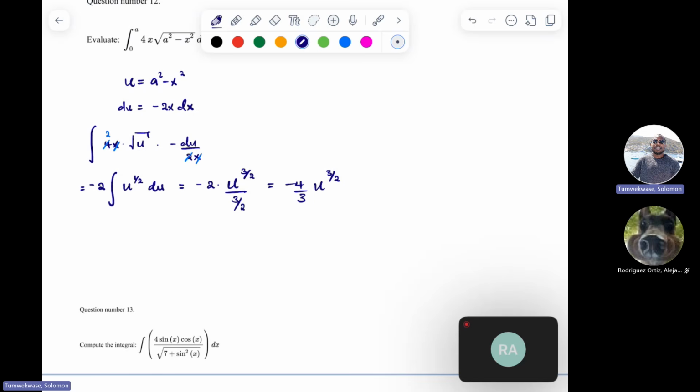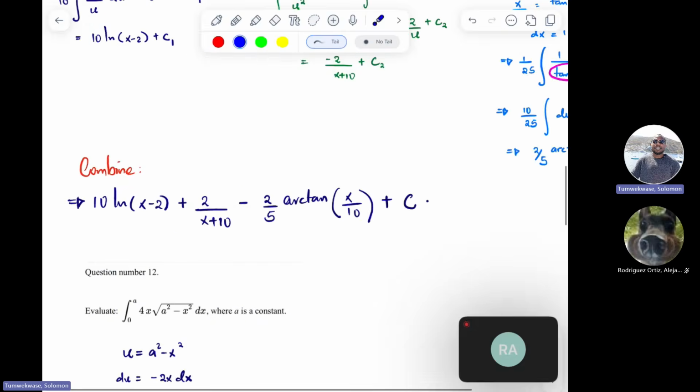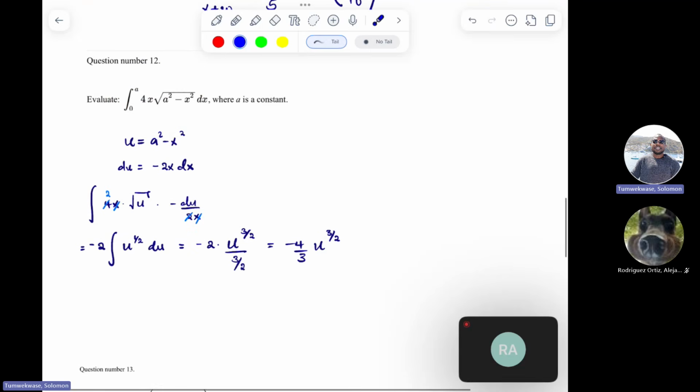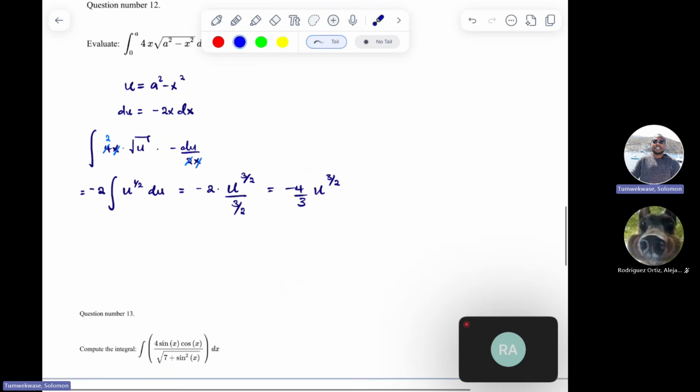Now, this is where you have a choice. I have my answer in u. So whenever I have limits, I have a choice. If I don't have limits, then I have no choice. I have to change back to the variable x. But if I have limits, after reaching my final answer for u, I can decide to change these limits from limits of x to limits of u, and I take those limits, or I can change my final answer back to the variable x, and I use the limits that I have in the question.